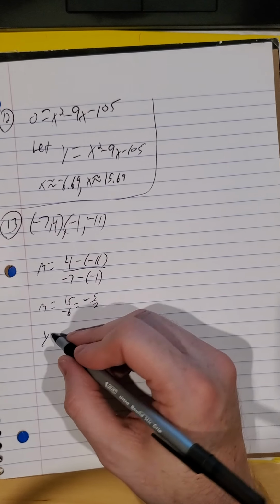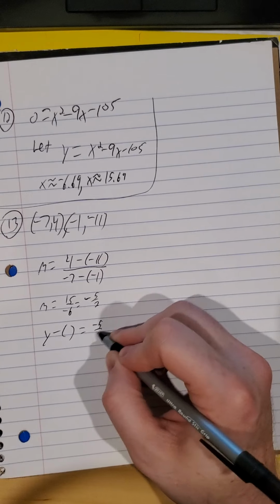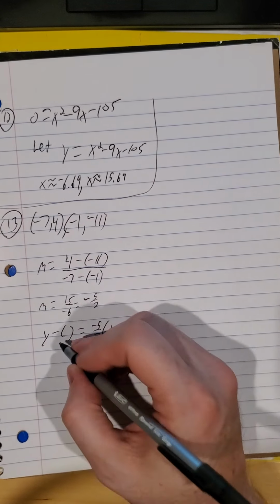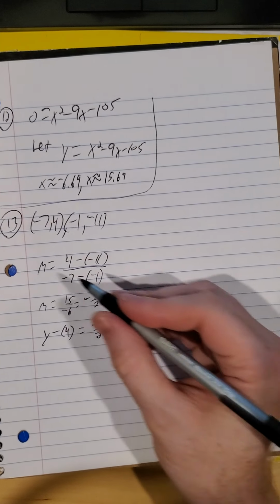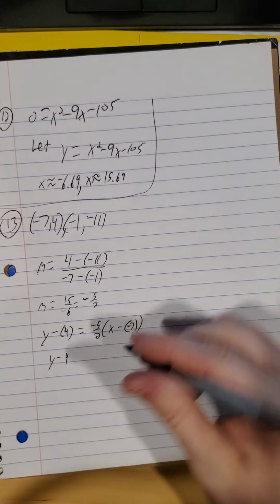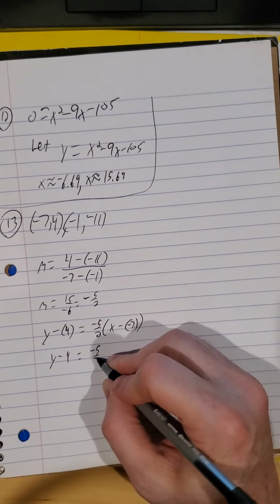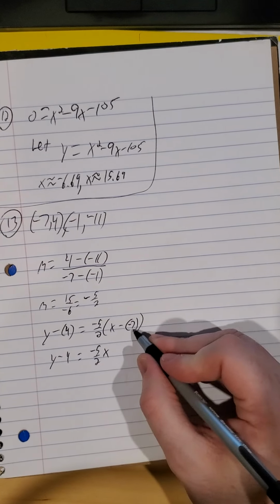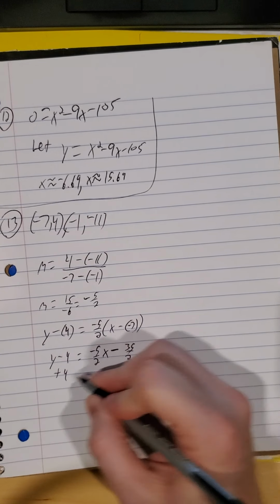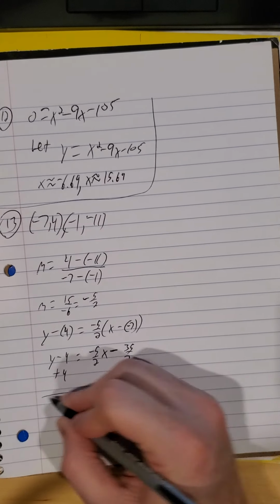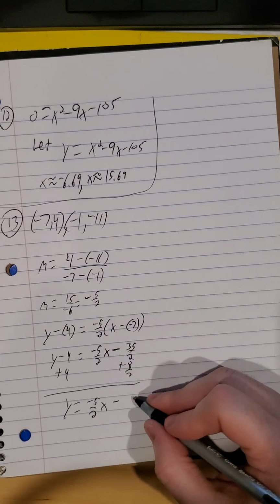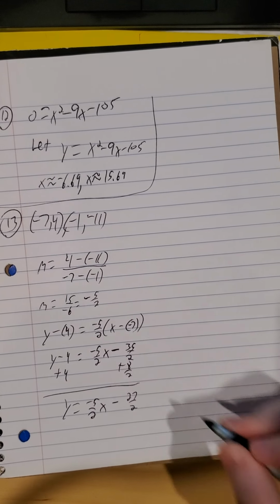And then change in y is your slope times your change in x. And you'll get the same answer out of either point. So I'll just use the first one, negative 7 and 4. So y minus 4 is negative 5 halves of x plus 7. I have 1, 2, 3 negatives, so that'll stay negative, 35 halves. I'll add 4, which is the same as 8 halves.